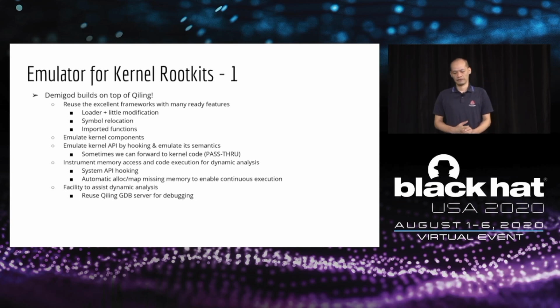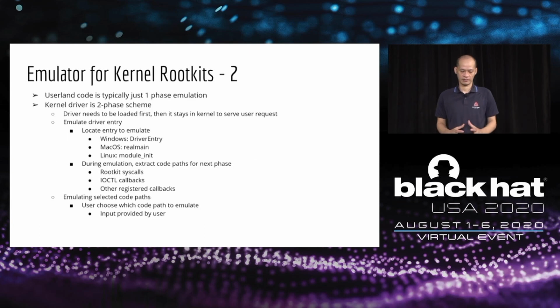So here I want to emphasize one thing that makes Demigod different from Chilling. The userland code is typically only one phase of emulation. This is what Chilling does. But for Demigod, we need to emulate the kernel rootkits in two phases. First, we need to load the kernel driver, and after that, the kernel drivers or kernel rootkits stay inside the Demigod emulator and wait for the request from the users.